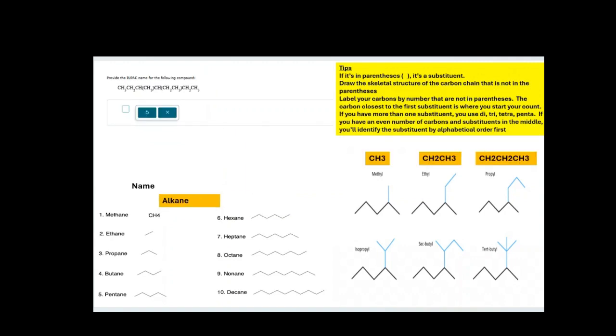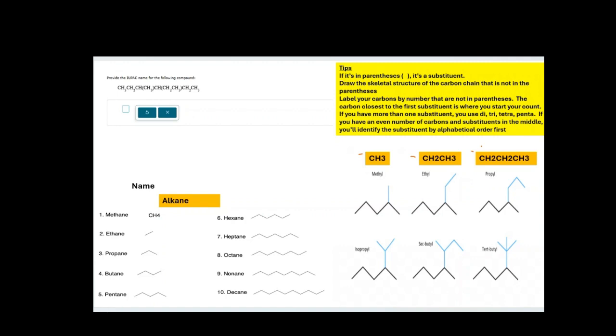Now, with the next one, we have a different version of this question. So instead of it being in the skeletal structure already, we have it in this Lewis name or whatnot, or the condensed formula structure, I would say. Then you have parentheses. My tips for this question are fairly simple. If it's in parentheses, that means it's a substituent, which is why I have it down here. And I have the common ones that you'll see in this question. So in this area, this is your methyl, your ethyl, and your propyl.